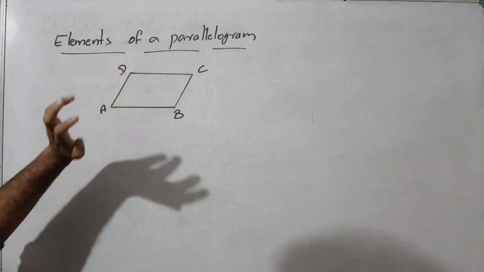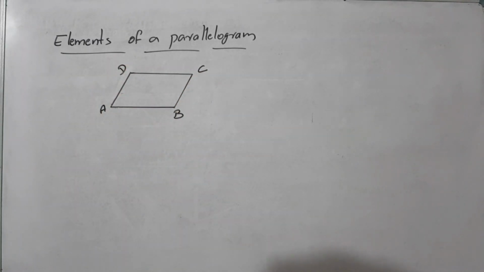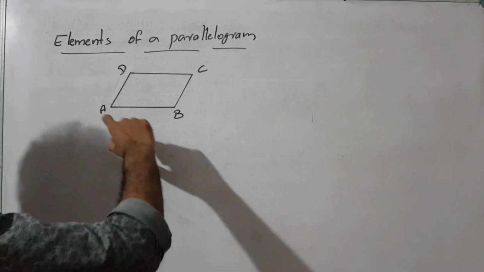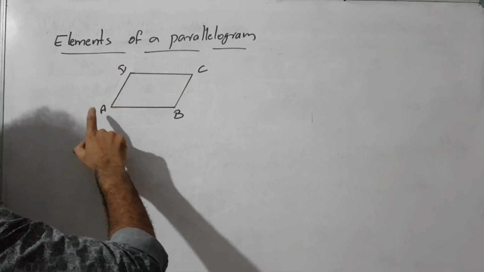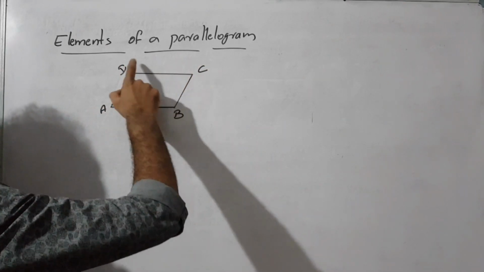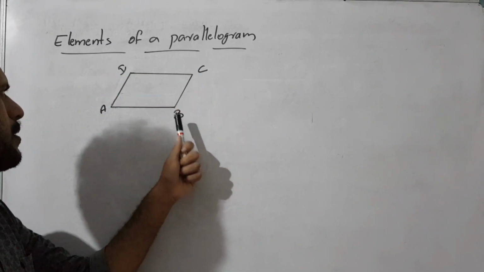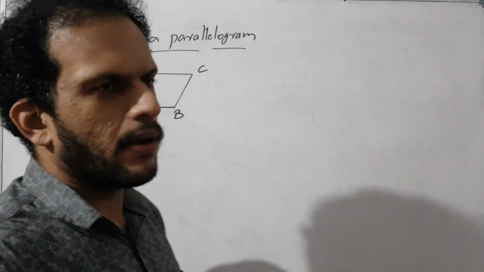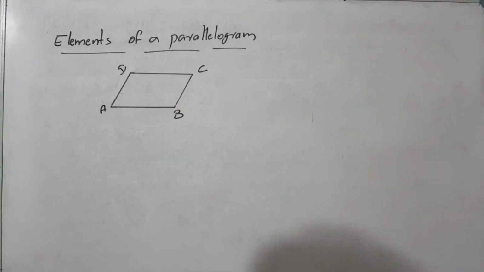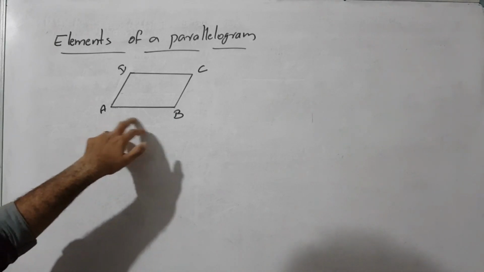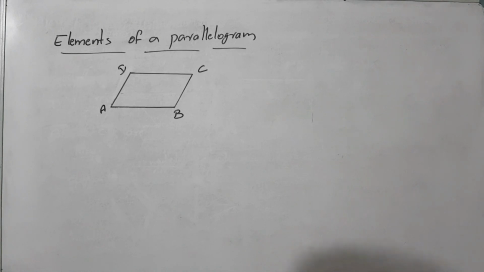Then we do not give it in a random order. The name is always given clockwise A, B, C, D, or otherwise anticlockwise. This means the opposite of A is always C, and the opposite of B is always D. Clear? Here in this figure, ABCD is a parallelogram. Here we have four sides. The sides are AB, BC, CD and AD or DA.